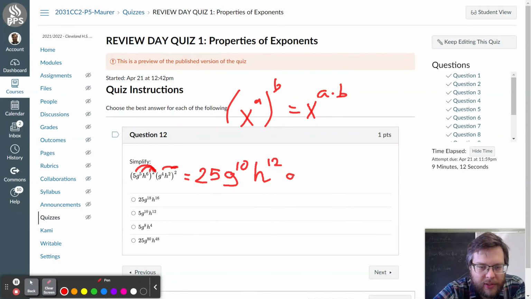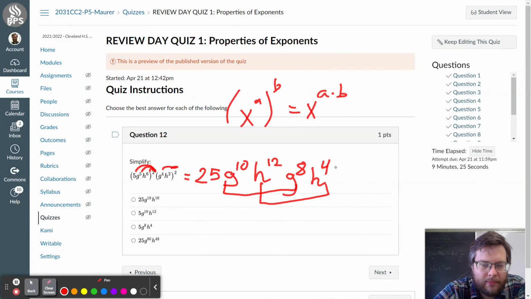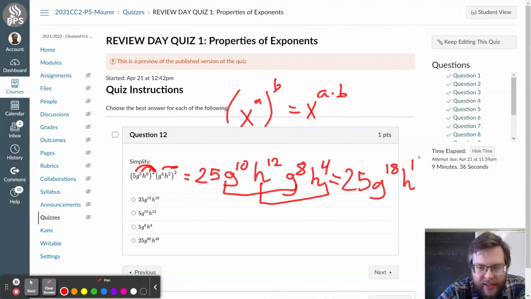On the other set of parentheses, I have g to the 4th squared, that makes g to the 8th. H squared makes h to the 4th. I'm almost done. I'm going to combine my g to the 10 and my g to the 8th, and I'm going to combine my h to the 12 with my h to the 4. I'm not going to write it out this time because that's just a lot of g's to write. It would be writing down the letter g 18 times and then writing down the letter h 16 times.